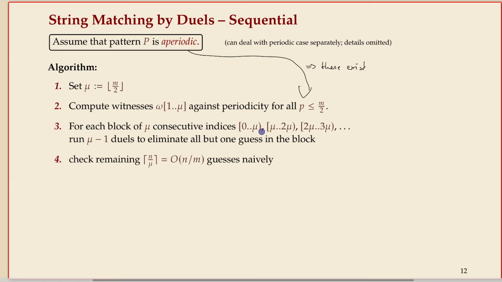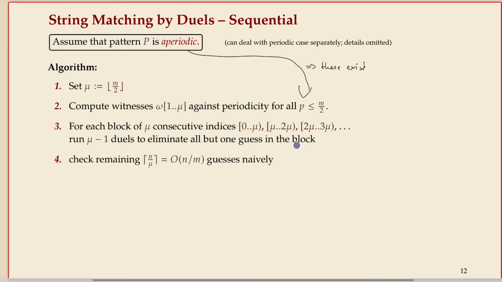So why do we pick the block size like this? Because that's the potentially largest P for which we have a witness against that period. We only assume P is aperiodic. In the previous example, we had a pattern of length 7, and the shortest period was 6, so we could go further up. In general, if we just assume aperiodicity, we can only assume that there's a witness table up to m half. That's why we have to choose the block size like this, a little more conservative.